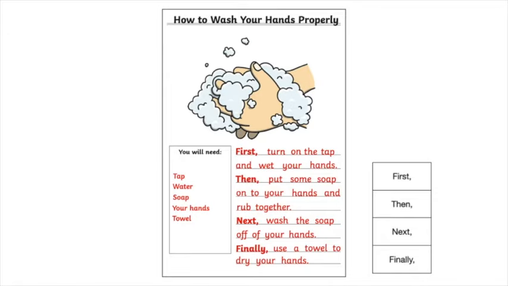So here are some instructions for how to wash your hands properly. What did we do in the beginning? We wrote about the things you will need: tap, water, soap, your hands, towel. And then we began to write in sequence or in order the steps. We said this: first, turn on the tap and wet your hands. Then, put some soap onto your hands and rub together. Next, wash the soap off of your hands. Finally, use a towel to dry your hands.